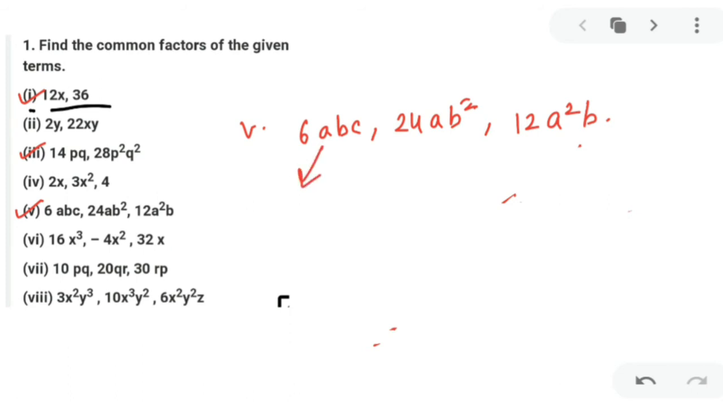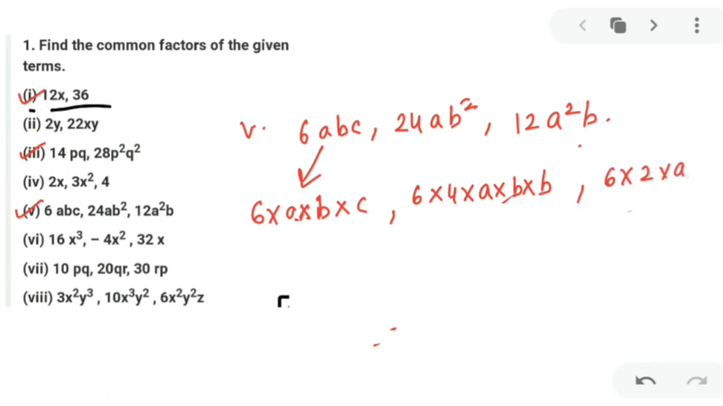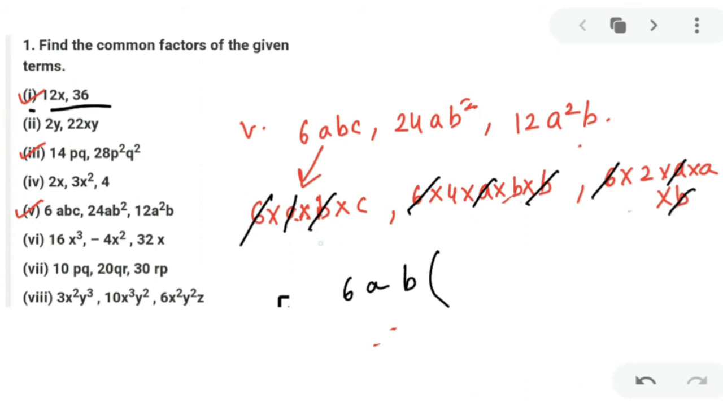Now 6abc, can I write it as 6 and a and b and c. For 24, can I write it as 6 into 4 into a into b because it has b for 2 times. For 12, can I write 6 into 2 into a into b. Now which are the common factors, my dear kids? 6. Take it out a. Take it out b. Correct? So what is the common factor? 6ab.